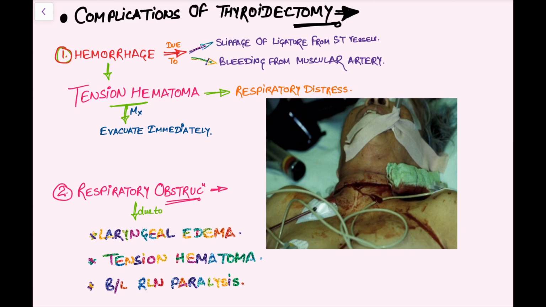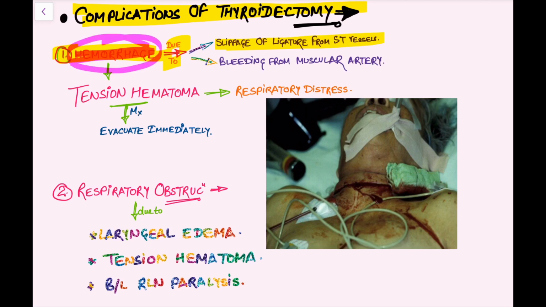So here we are going to discuss complications of thyroidectomy. In this case, the first complication is hemorrhage. Why? Due to slippage of ligature from the superior thyroid vessels. Because whenever we are ligating around the superior thyroid vessels, artery and vein, at the time of intubation the patient sometimes has a cough, and because of this extensive cough there is slippage of ligature from the superior thyroid vessels, which will lead to hemorrhage.